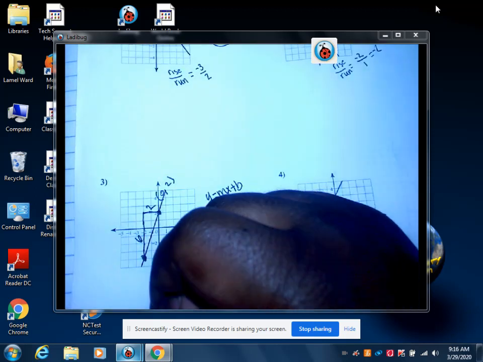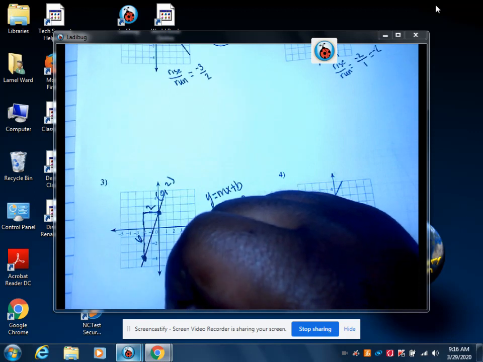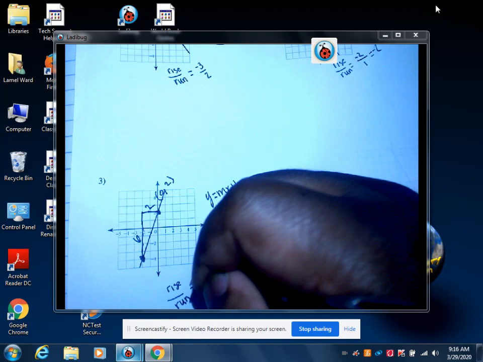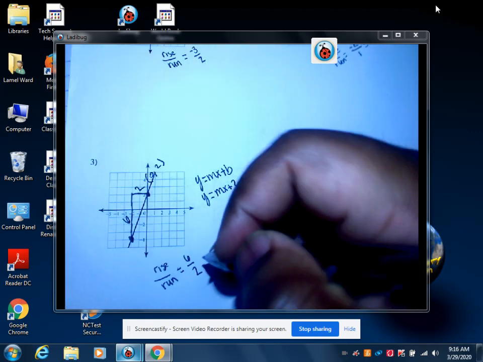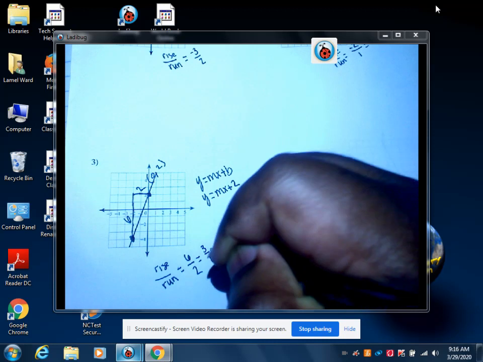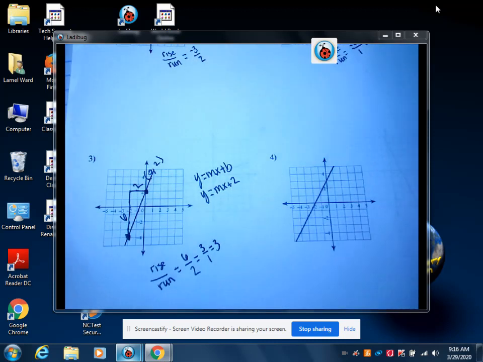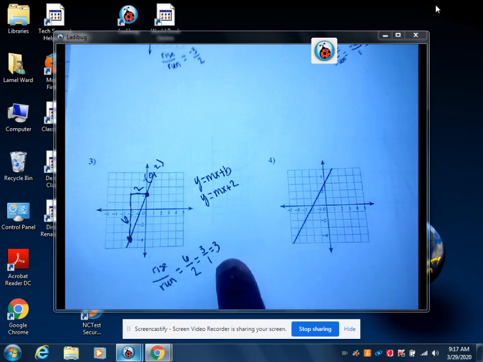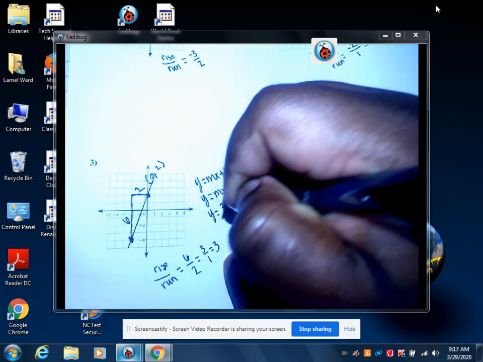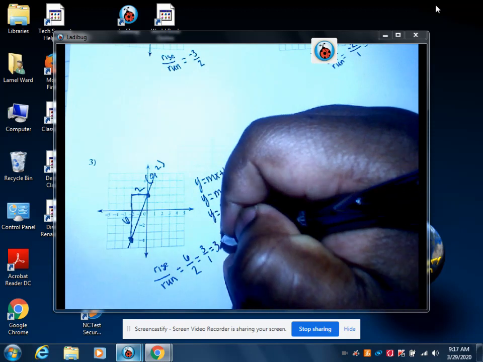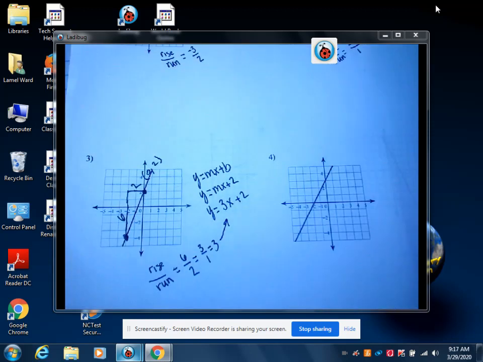So again, our rise over run, or our m, or our slope, is going to equal 6 over 2. Now, technically 6 over 2 is our slope, but again, we got to simplify it. So that can be simplified to 3 over 1, which equals just 3. Okay, so our slope, or our m, is going to be 3. So now that I have my m, I'm just going to plug it in. So now our equation becomes y equals 3x plus 2. So this is where I got that from. Plugging it right in. All right, 3x plus 2. Okay, that's all it is.